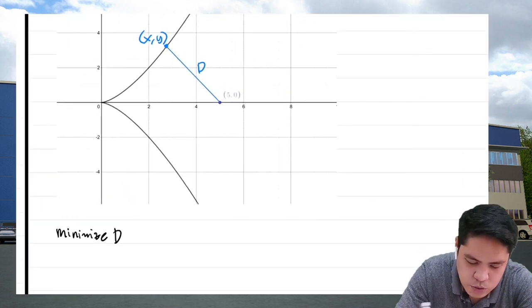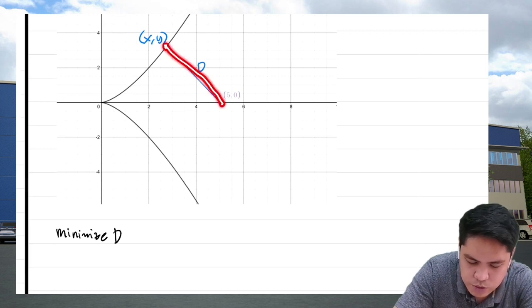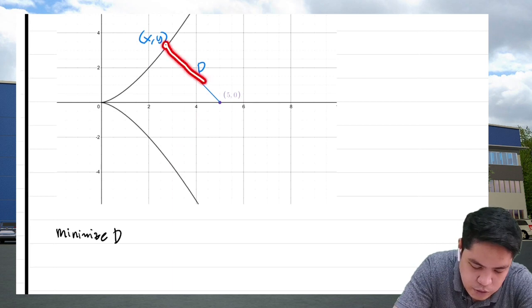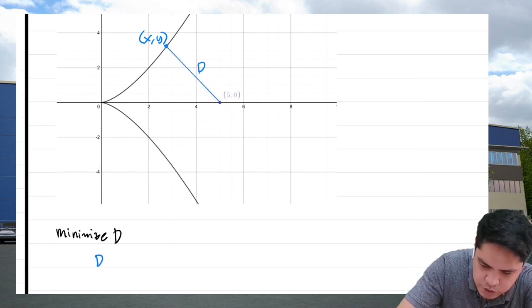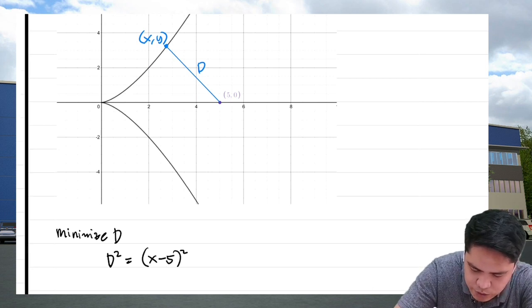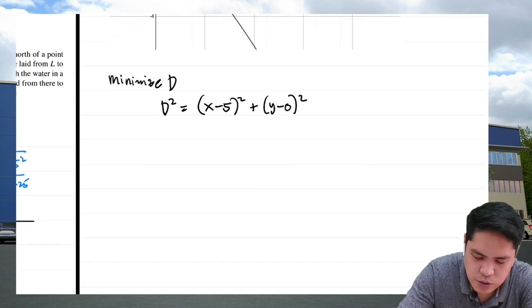So to get the distance from x, y, this point to here, which is just the same if yung x, y natin nandito, to get the distance, we just use a distance formula. Okay, so distance squared, looking at the graph, distance squared is just equal to x minus 5 squared plus y minus 0 squared. So that would be our equation.